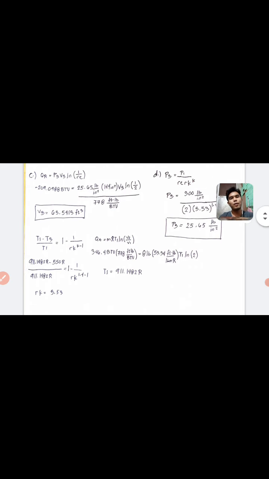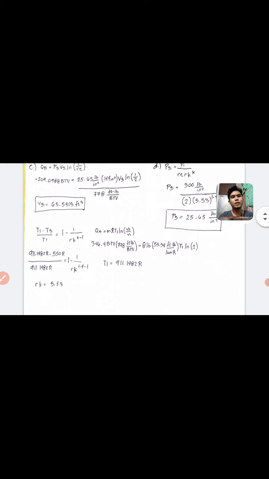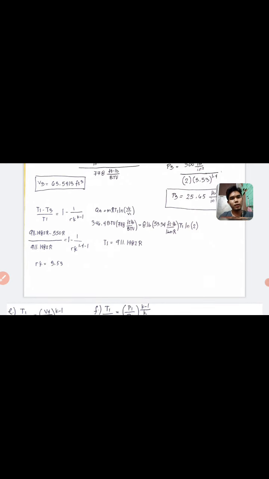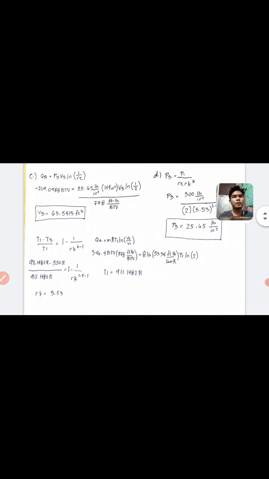From the formula, T1 minus T3 over T1 is equal to 1 minus 1 over RK raised to K minus 1. We have the values of T1, T3, and K. Since it is air, it is automatically considered that the value of K is 1.4. Substituting the values, we now have the value of RK, which is 3.53.